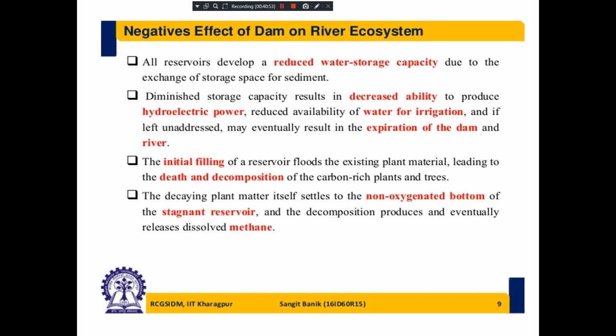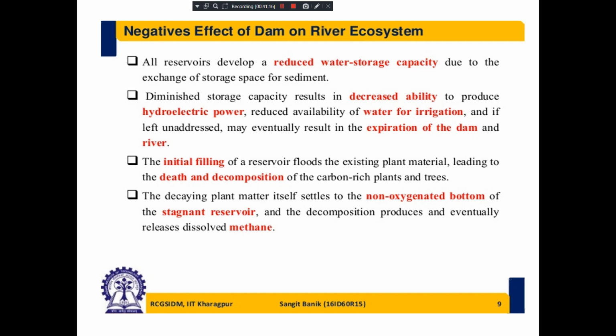Ultimately, what happens? We have constructed the dam, but enough hydropower cannot be generated. Water is not available for irrigation. So eventually it results in the expiration of the dam and also the river.